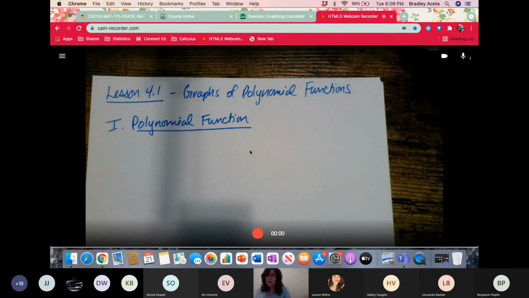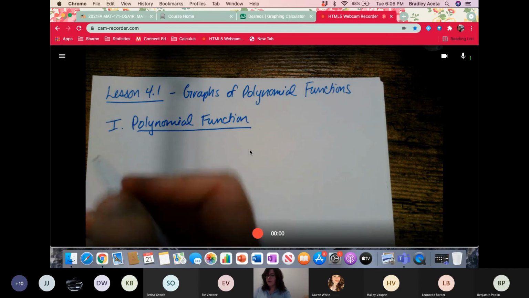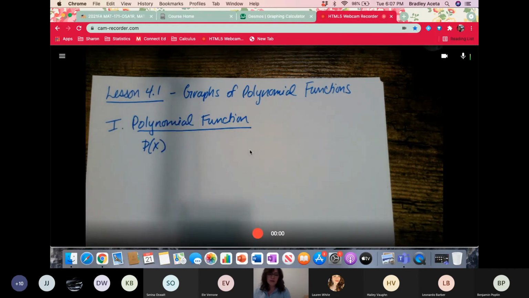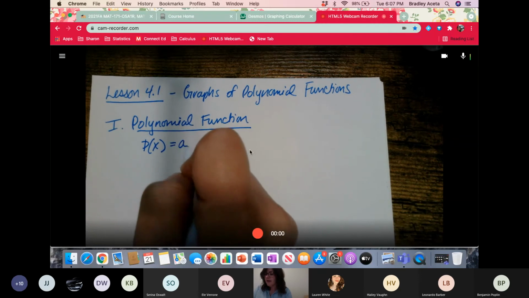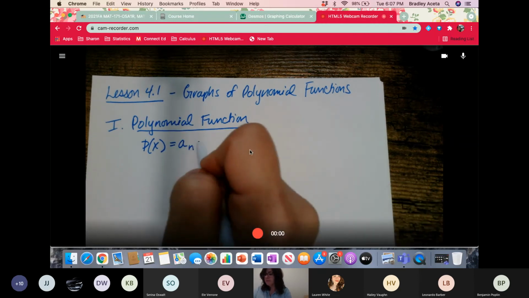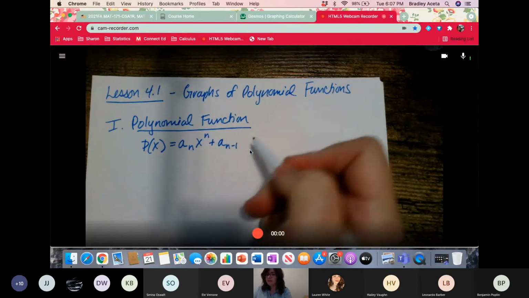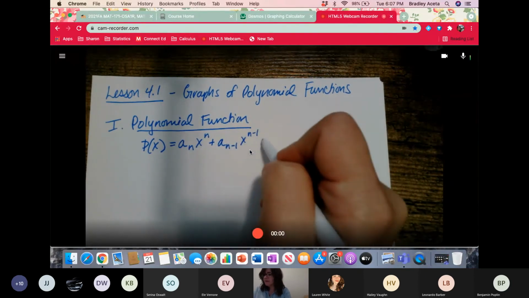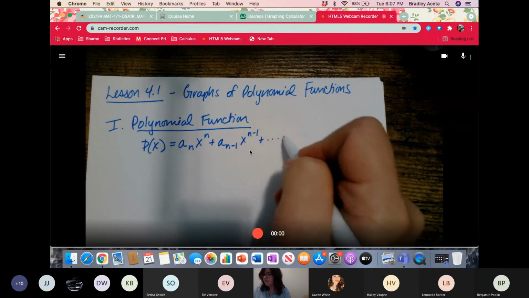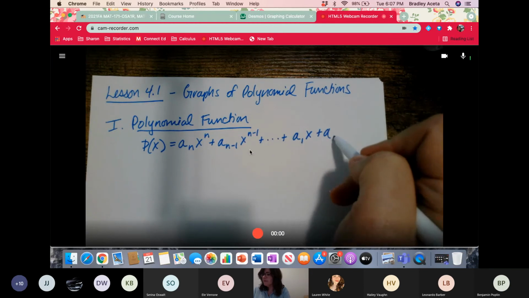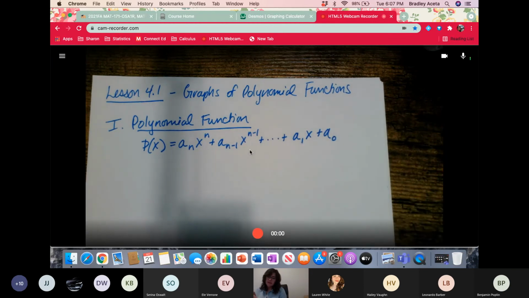And I don't want you to be scared by what I'm about to write, because when I first saw this, it looked so crazy to me, but it's just notation and math people being math people. P of x equals a sub n x to the n plus a sub n minus 1 x to the n minus 1 plus dot dot dot a sub 1 x plus a sub 0. And all this is saying is I can have a polynomial.